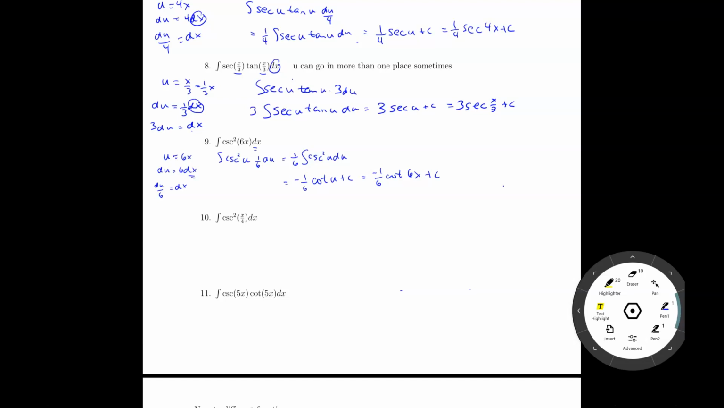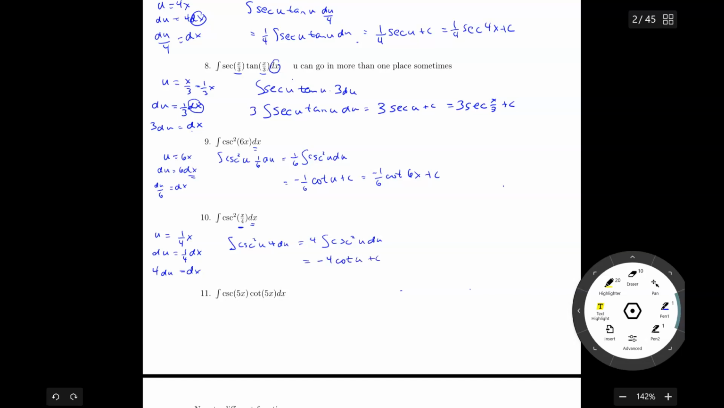Okay. So here it's very similar to this one, correct? So let's see if we can see the pattern. So this is the same thing as saying 1/4 times x, right? x over 4. So du is 1/4 dx. So that gives me 4 du is dx, because I know I'm going to need to substitute in for dx. So cosecant squared of u, and then I have a 4 du. So let's pull that 4 on the outside. And so then I get a negative 4 cotangent of u plus c. So the negative 4 cotangent of x over 4.